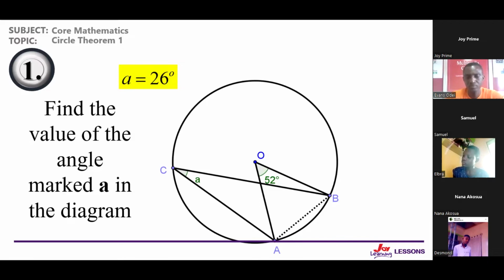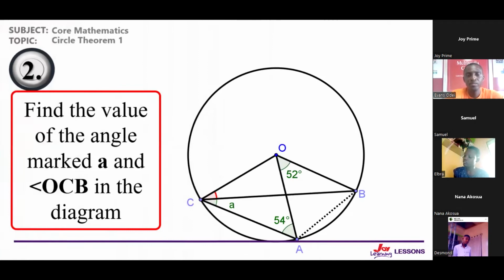All right, look at this question too. Find the value of the angle marked A and angle OCB in the diagram. Okay, so what do you get for angle A? I'm sure your answer came as 26, right?